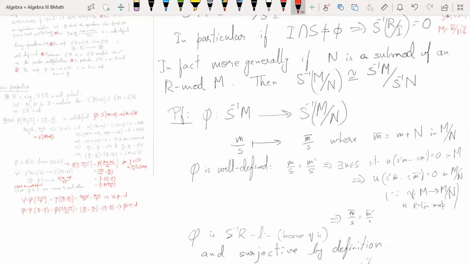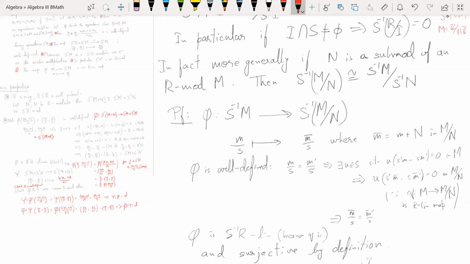Okay. So this is the map. So first thing one has to check is that phi is well defined, because we are defining it in terms of the representatives, not in terms of M over S itself. So say M over S is the same as M prime over S prime. So what does that mean? There exists U in S such that U times (S prime M minus S M prime) is 0 in M. So this is the 0 of the module M.